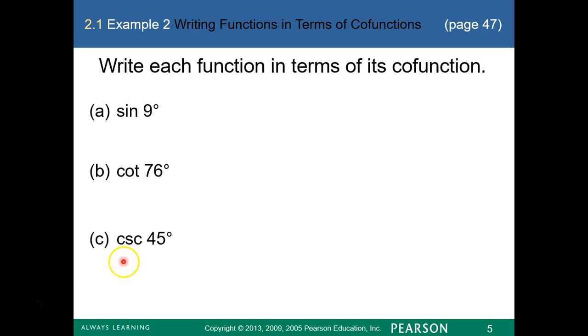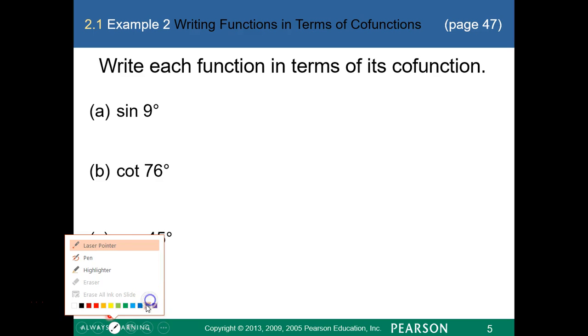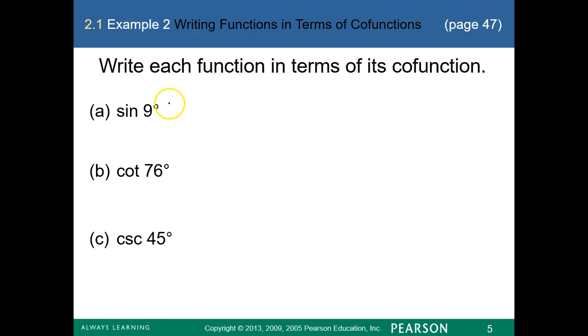Before we get to solving for angles using our cofunction identities, let's look at this example real quick. It says write each function in terms of its cofunction. All right, so sine of 9 degrees, well, its cofunction is cosine. So remember, this is our angle A. Sine of A is equal to cosine of 90 degrees minus A.